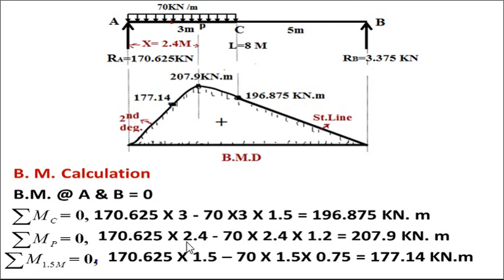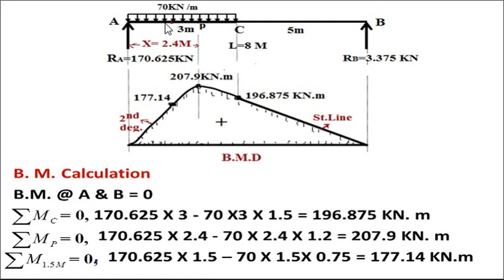Now take moment about P. P means what? Point of contraflexure. Here bending moment must be maximum. So take moment about P. So 170.625 into 2.4. Clockwise positive, anti-clockwise negative. Minus 70 into 2.4 into 2.4 by 2. That is 1.2. It is 207.9 kilonewton-meter. So that is the moment at point P.